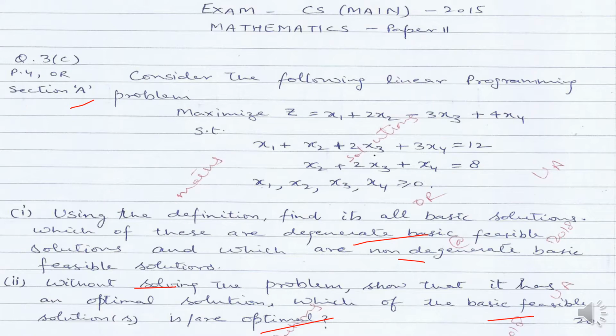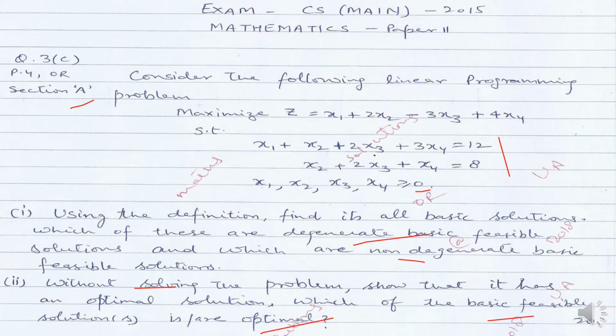So I am reading out the problem to understand what it is. Basically it is a linear programming problem. Consider the following linear programming problem. Maximize z is equal to x1 plus 2x2 minus 3x3 plus 4x4, subject to two constraints: x1 plus x2 plus 2x3 plus 3x4 is equal to 12 and x2 plus 2x3 plus x4 is equal to 8. x1, x2, x3, x4 are greater than or equal to 0.